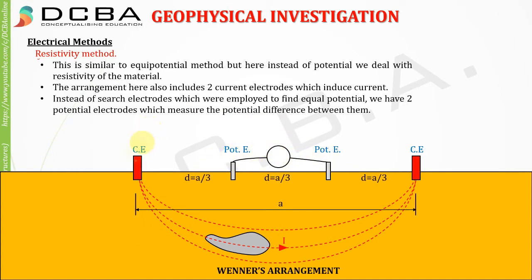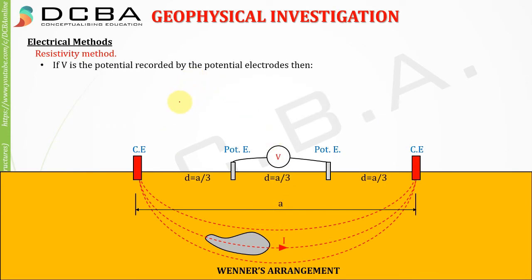And the arrangement of this is called the Wenner arrangement, and the distance between them is a by 3, where a is the distance between the two current electrodes. So this divides the entire assembly into 3 equal parts of a by 3, and that a by 3 is equal to d. So we are just calling d equal to a by 3. The distance between the current electrodes can be varied as and when required, but generally this arrangement is followed.